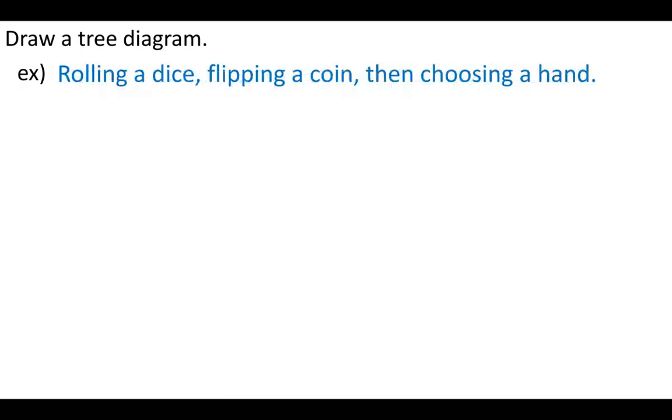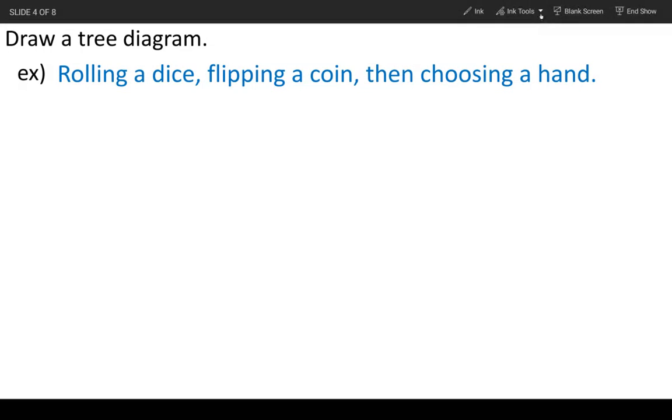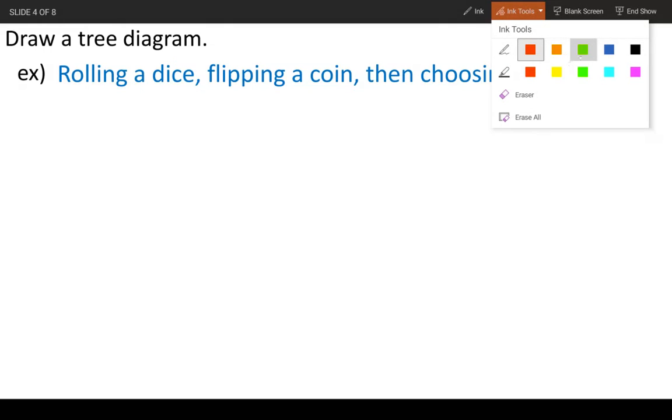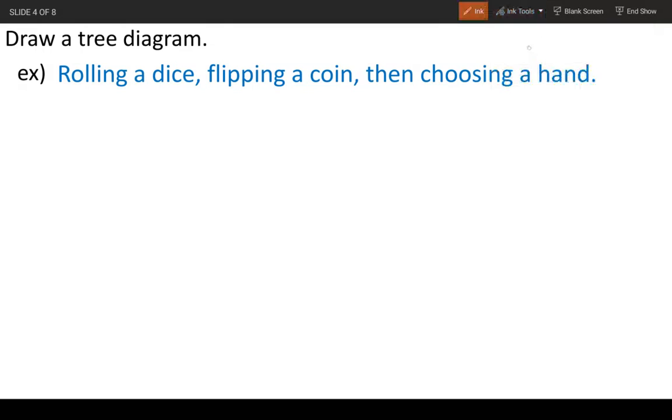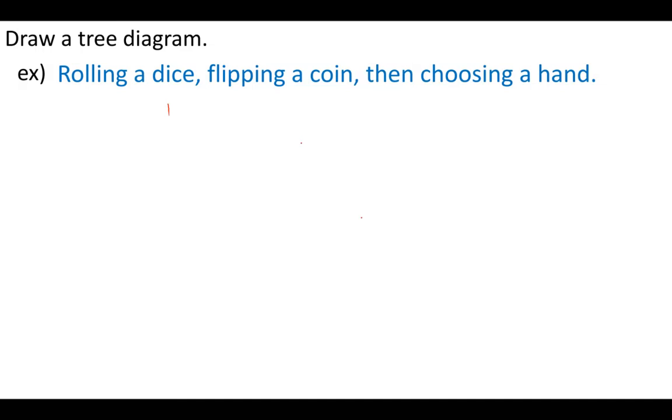Okay, let's try another one: rolling a die, flipping a coin, and then choosing a hand, so left or right hand. These are your 3 actions here. The first one is rolling a die. When you roll a die, there's 6 possibilities, right? You're going to need a little bit of space for this one. 2, 3, 4, 5, 6. Might run out of space with that 6. All right, so roll a die. You get 1, 2, 3, 4, 5, or 6.